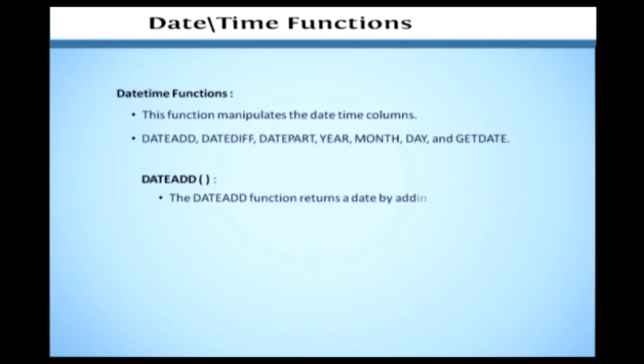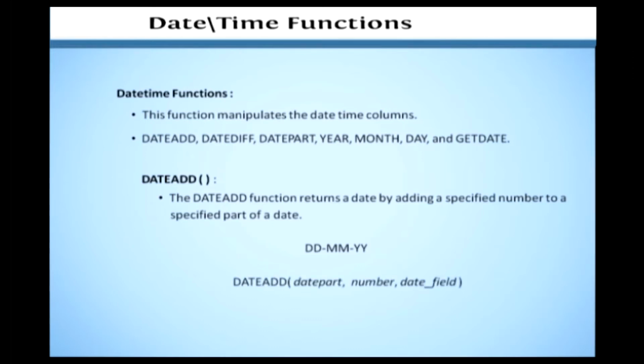The dateAdd function returns a date by adding a specific number to a specified part of a date. Generally, a date has three parts. Here, DD for day, MM for month, and YY for year. Let's see the format of the dateAdd function. dateAdd, datePart, number, date field. Here, datePart would be either DD, MM, or YY. Number would be the number we want to add to the datePart. Date field would be the date field that we want to add to.